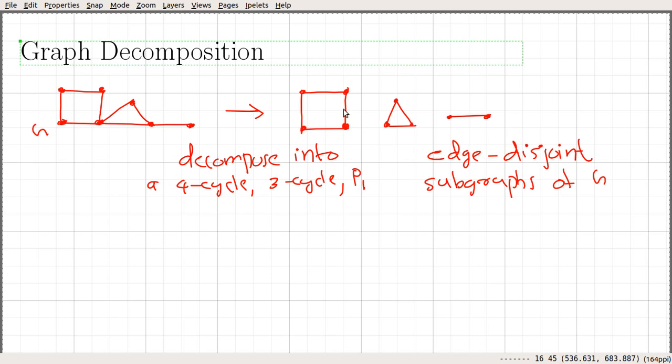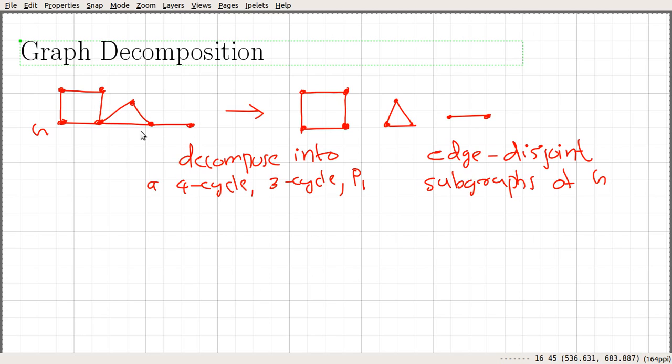We can see that there are no edges in common. This edge corresponds to this one, this corresponds to this, and so forth. This C4 corresponds to this portion of the graph, this triangle corresponds to this portion, and this path corresponds to this portion. So here we decompose the graph into a 4 cycle, a 3 cycle and P1. This is not the only way to decompose a graph. You could decompose it into a path, then another path, then a triangle and a path.